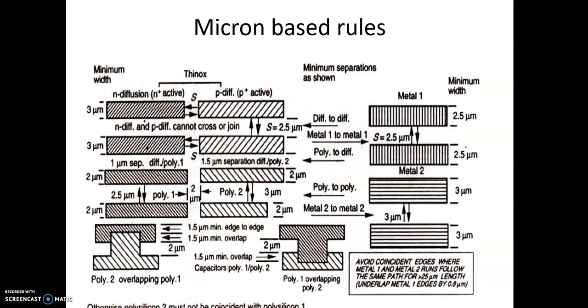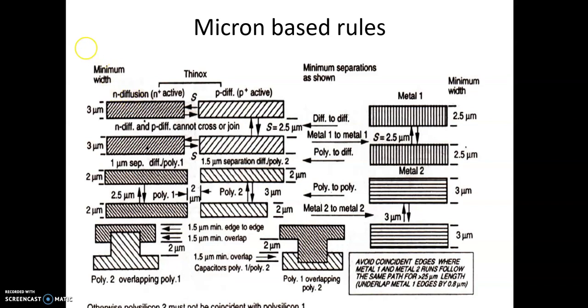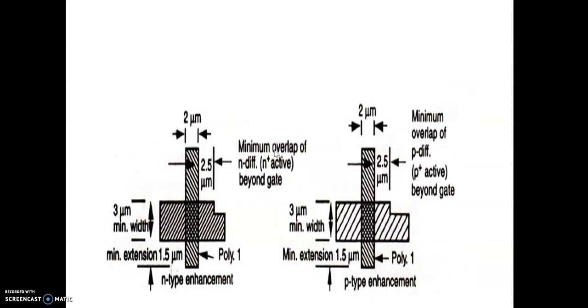This is the micron based rules. Till now we were discussing lambda rules. In micron based rules, all the dimensions are given in terms of micron values. Either the width is 3 micron, the spacing you can see here is 2 micron. Here the polysilicon width should be 2 micron, the metal width should be 2.5 micron. As we told you initially, in micron rules we have point values, whereas lambda is a whole number. Again the spacing between the metal is 2.5 micron. So similar to lambda rules, we have the micron rules.